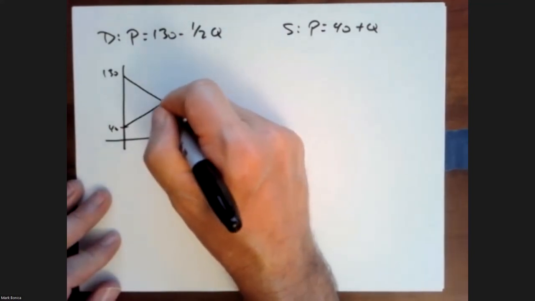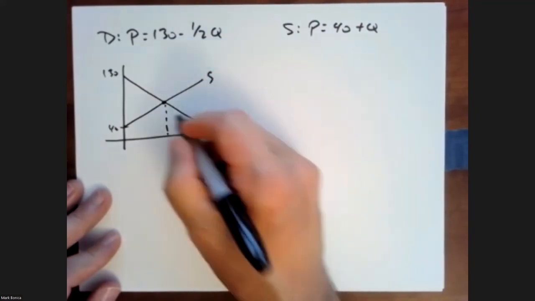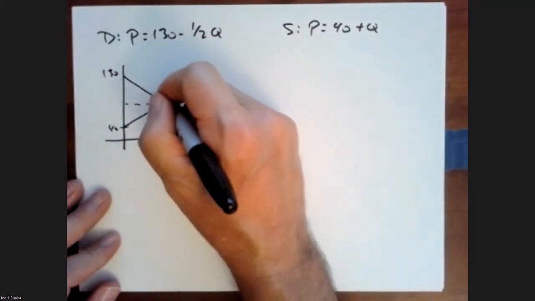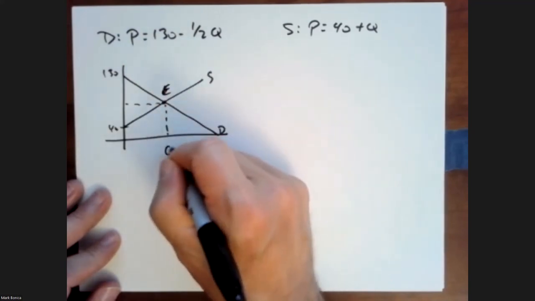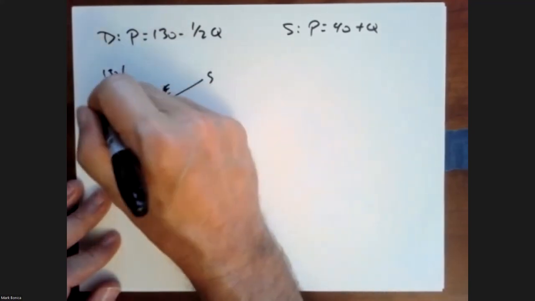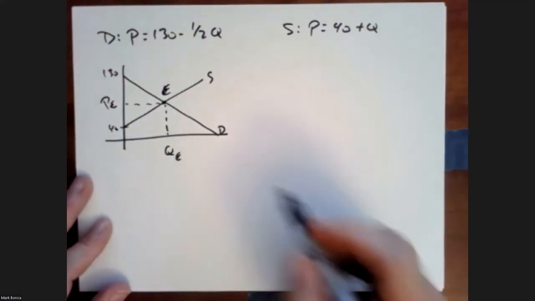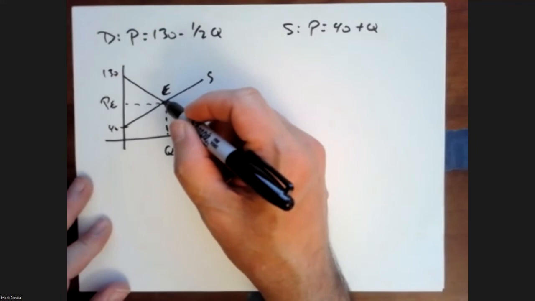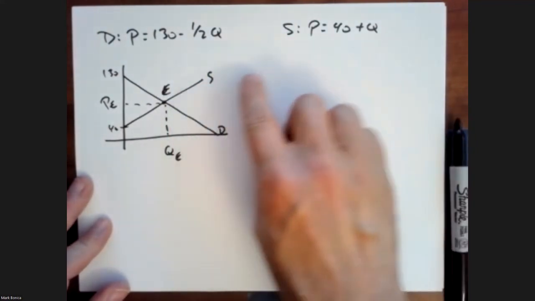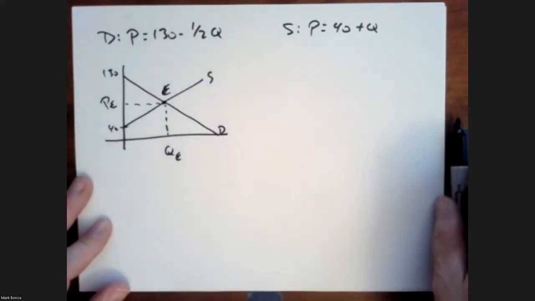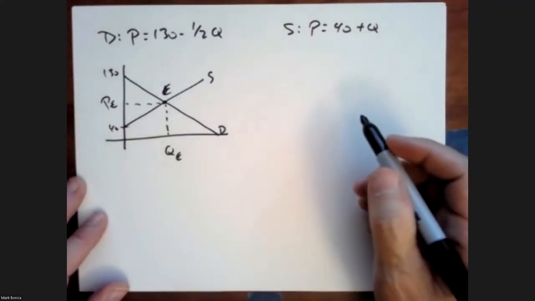And her supply curve starts at 40 and goes up at a slope of 1. And so where the supply and demand curves intersect is the equilibrium point. This is the equilibrium quantity, and this is the equilibrium price. So what we need to do is find the equilibrium quantity and price that sets the supply and demand equal to each other. That's how you find that intersection, right?